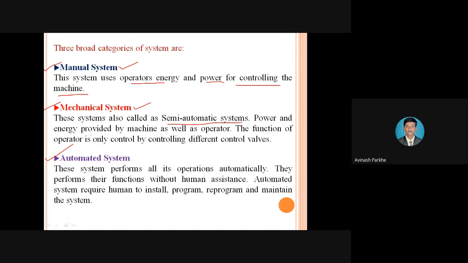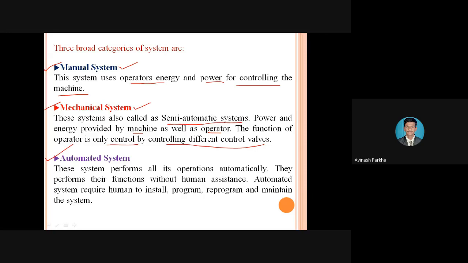Here, the power and energy is provided by the machine as well as the operator. Whatever power or energy is required to start that particular machine or to do the work, sometimes the machine power can be used to perform the operation, and sometimes the operator power or manpower is used. The function of the operator is only controlling the different types of control valves. The machine can perform all the operations automatically, no problem. But sometimes I have to start the machine, stop the machine, and maintain some constant pressure and constant flow in that particular machine. That constant pressure and constant flow will not be maintained by the machine itself. In order to maintain the proper flow and proper pressure, here the operator is required.